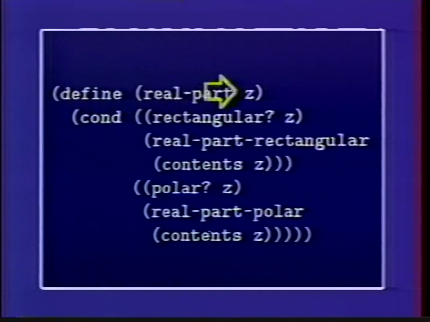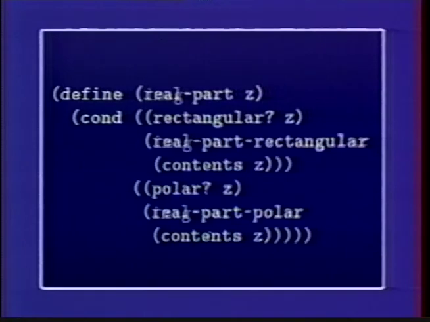If I ask for the real part of a complex number, well, I look at it. I look at its type. I say, is it rectangular? If so, I apply George's real part procedure to the contents of that complex number. This is a number that has a type on it. I strip off the type using contents and apply George's procedure. Or, is this a polar complex number? If I want the real part, I apply Martha's real part procedure to the contents of that number. So that's how real part works.